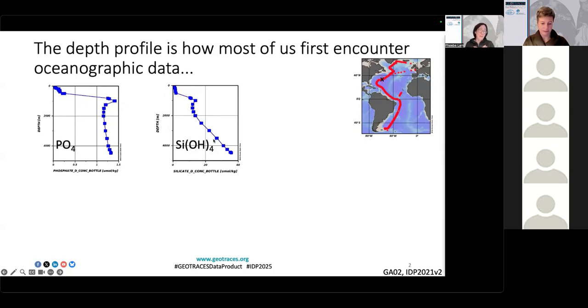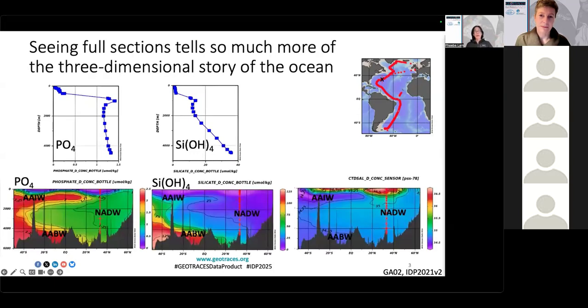And at least when I was a graduate student, the main explanation for that was that silicate regenerates deeper down because silica frustules simply take longer to dissolve in their journey down through the water column than organic matter does to regenerate. But if you look at a two-dimensional section, then you start to have a much richer understanding of why the one-dimensional profiles look the way they do.